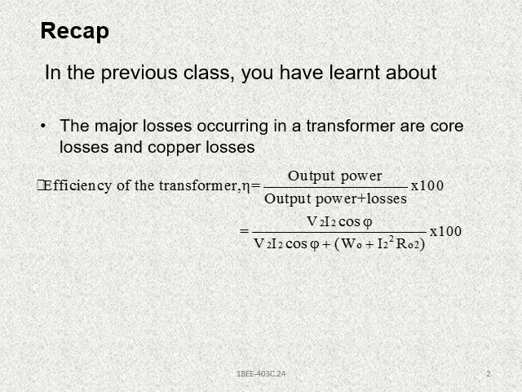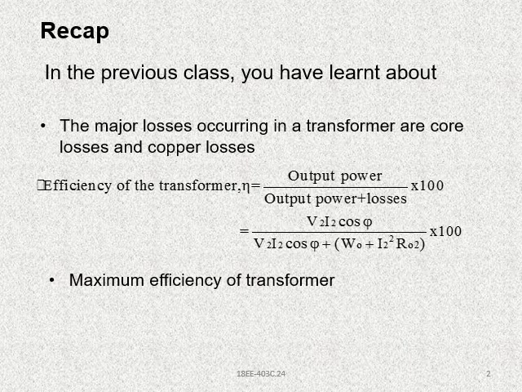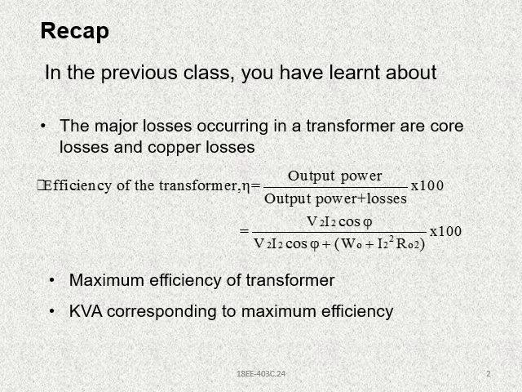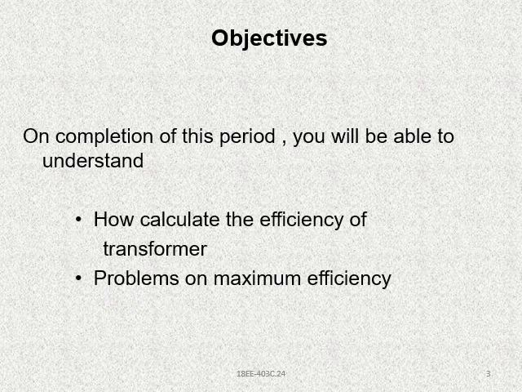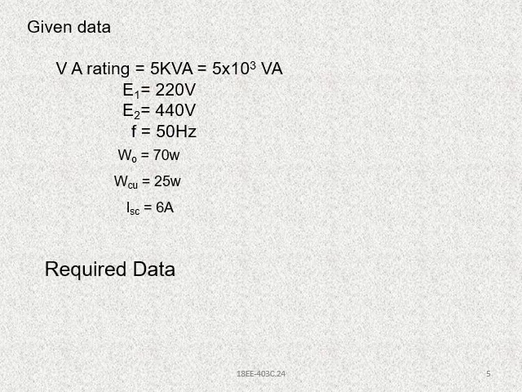and that can also be given as output in terms of V2 I2 cos phi by V2 I2 cos phi plus W naught plus I2 square R naught 2, into 100, where W naught is core loss and I2 square R naught 2 is copper loss. We also saw the maximum efficiency and the condition for maximum efficiency of a transformer, and also the kVA corresponding to maximum efficiency. This was the thing.